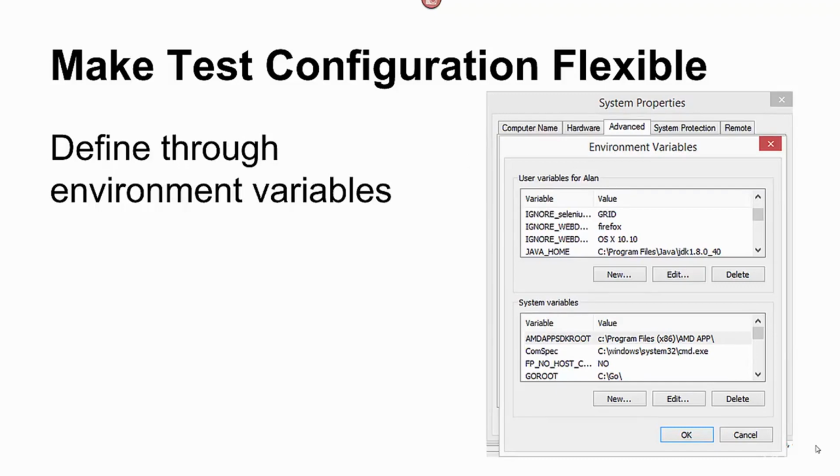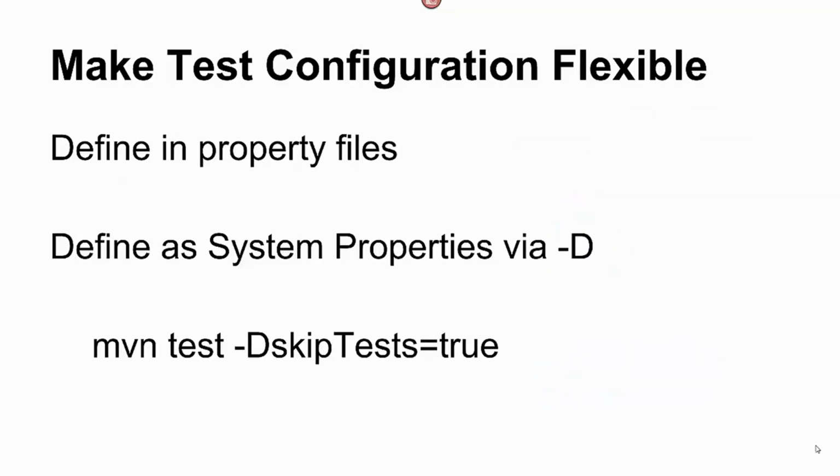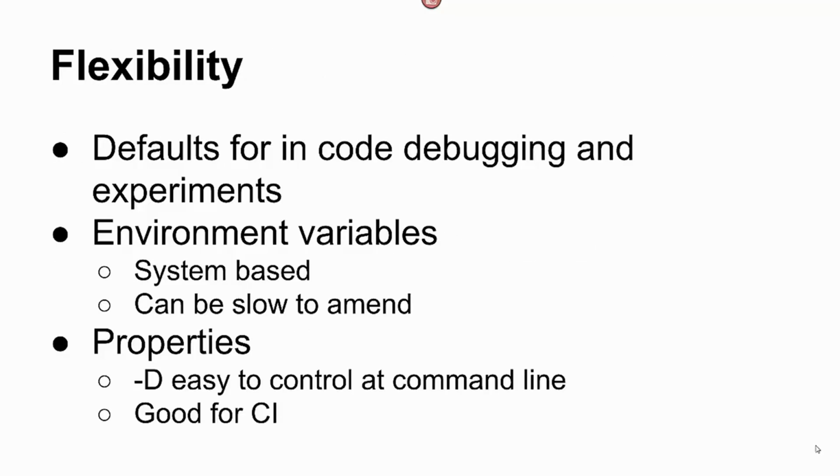Sometimes we want the configuration to span our entire environment, so we use the environment variables. You've seen me do that in the earlier lectures. Sometimes we might want to use property files, or we might want to add them in as system properties using the -D commands at the command line. The obvious example is the -DskipTests, but that's how you've seen me configure the browser that we're using in the tests from the command line.